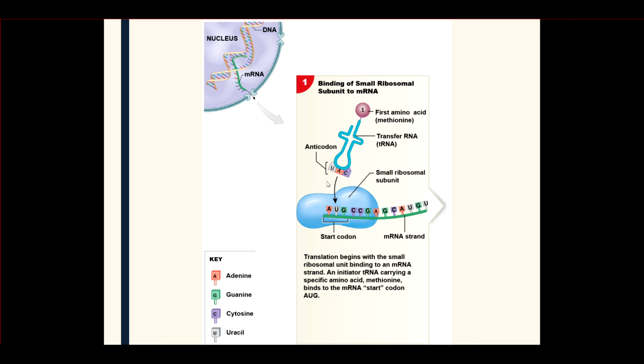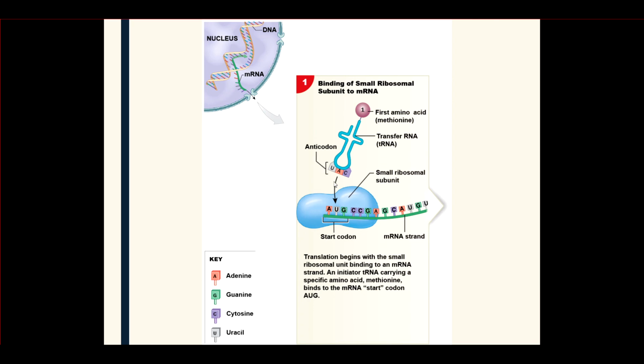A goes to U, because again, this is an RNA. There is no thymine on RNA, right? We always have to replace thymine with uracil. U goes with A, and G goes with C. So this is kind of like the license plate of the transfer RNA.